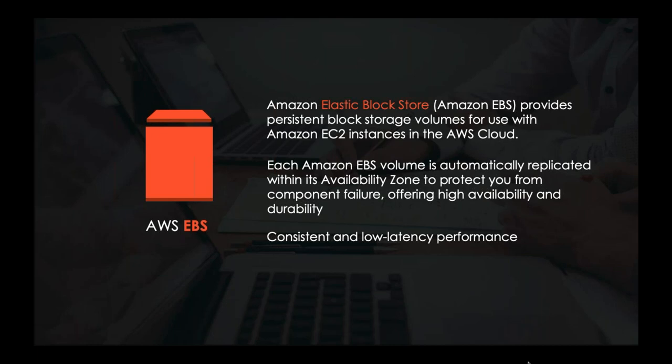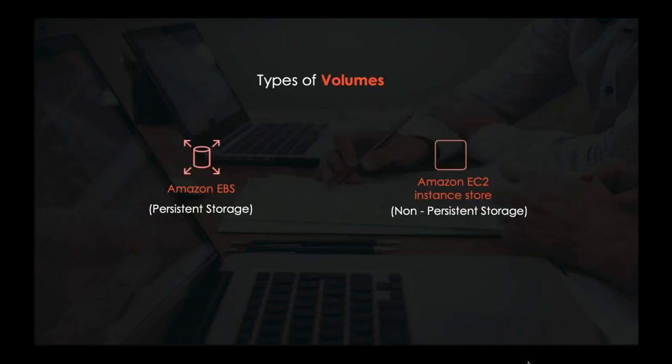It offers consistent, low latency performance. Now there are two types of storage, which we have already discussed. One is Amazon EBS, a persistent storage system: whatever data you write will always remain in your EBS volume. This is permanent storage for your data. Whereas the Amazon EC2 instance store is temporary, non-persistent storage. If your server restarts or you stop the server, whatever data you have written will be completely lost. So the instance store is a non-persistent storage system, and EBS is our persistent storage system.